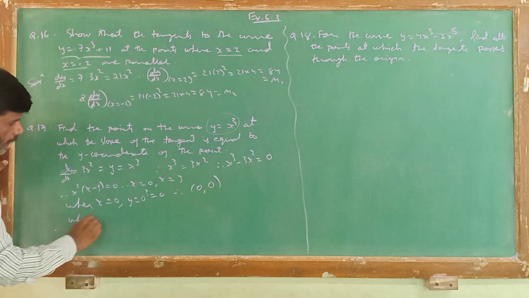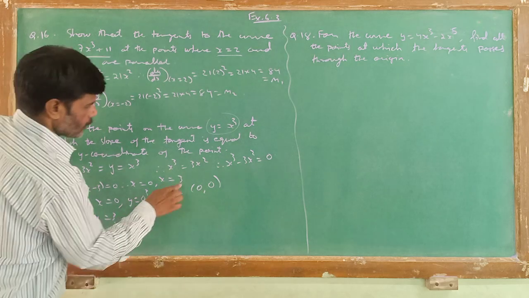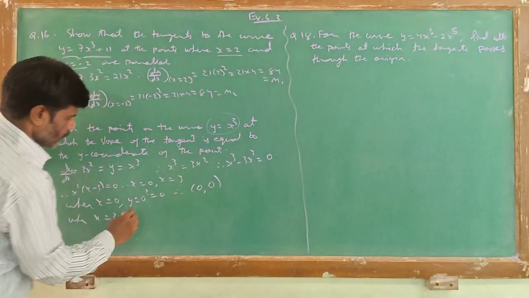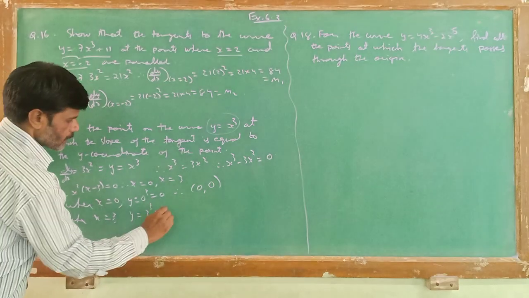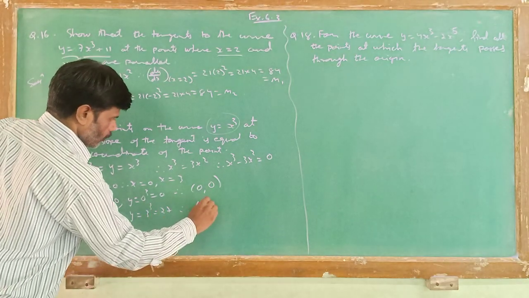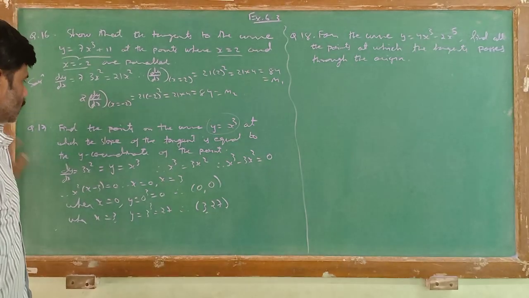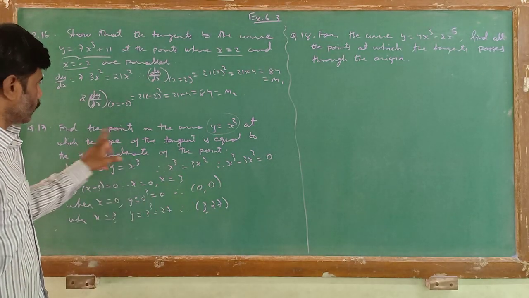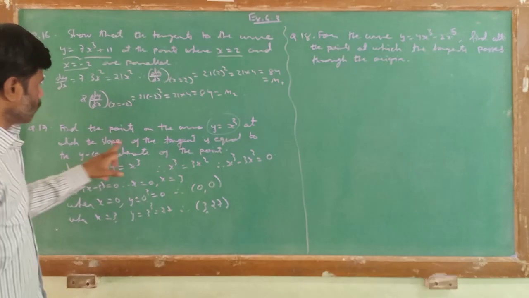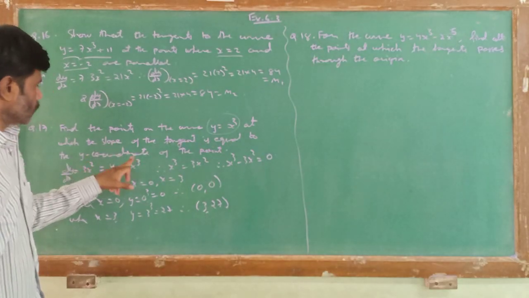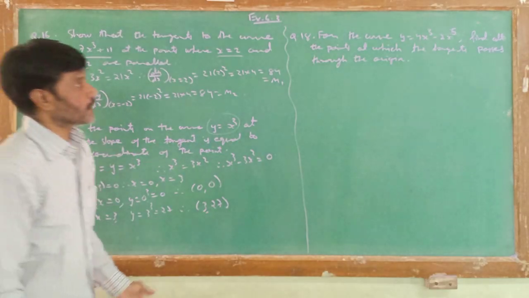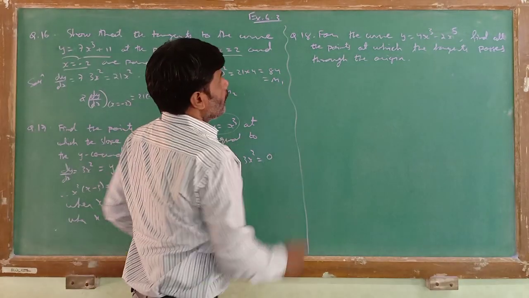Now when x equals 3, y is equal to 3 cube, that is equal to 27. So another point we got is 3 comma 27. So these are the 2 points on the curve at which the slope of the tangent is equal to the y coordinate.